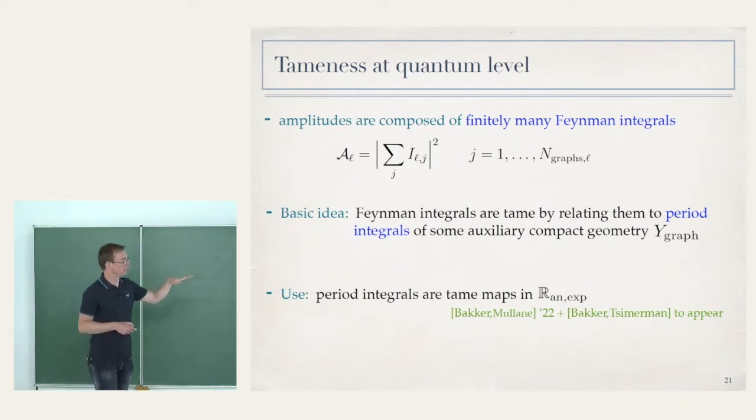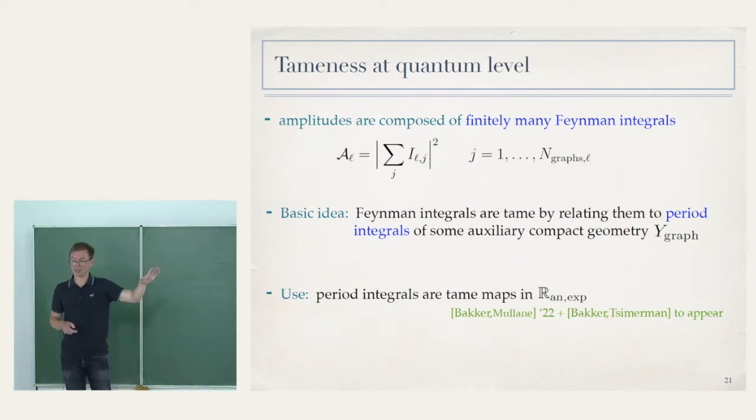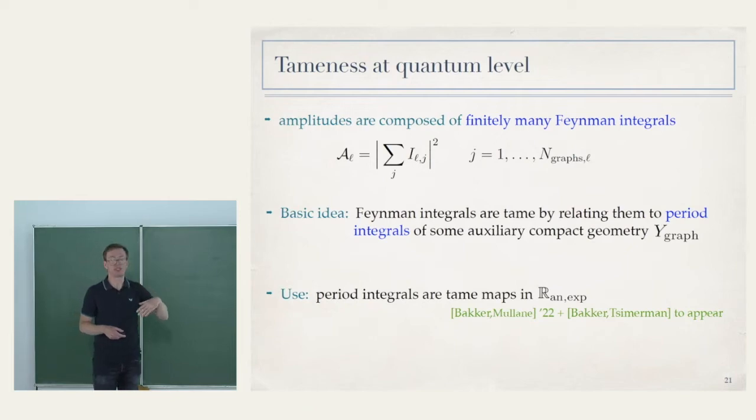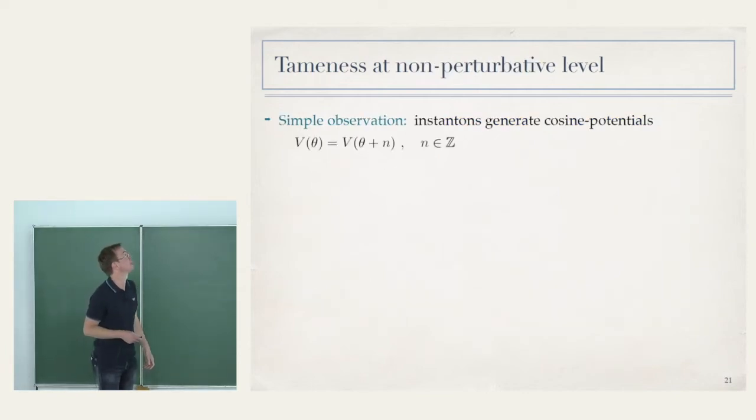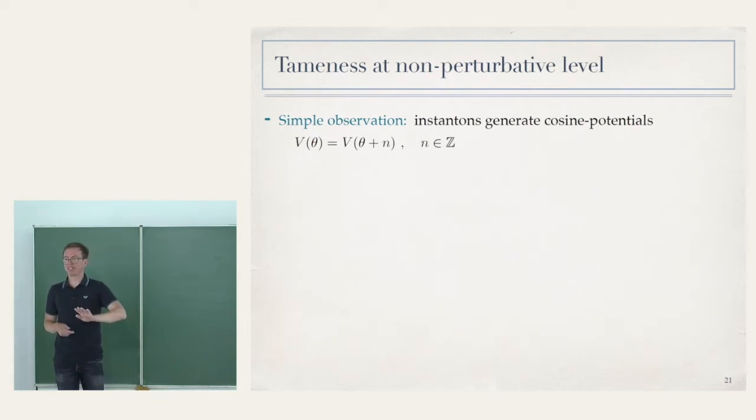Now, we can use the fact that period integrals have recently been shown to be tame by themselves. And therefore, we can use the projection property to say that the Feynman amplitudes, these loop amplitudes, are tame. Well, if you go to the non-perturbative level, our sine function or cosine function comes into the game again. You have instanton corrections.